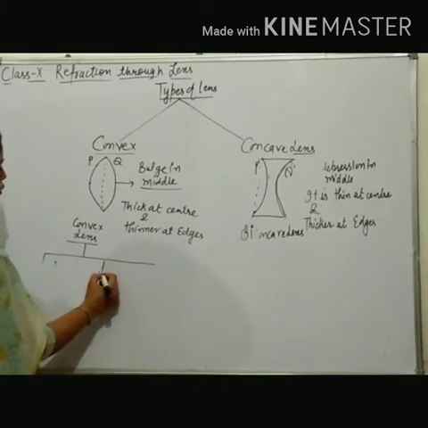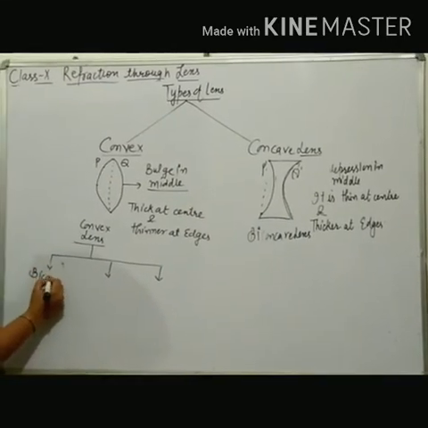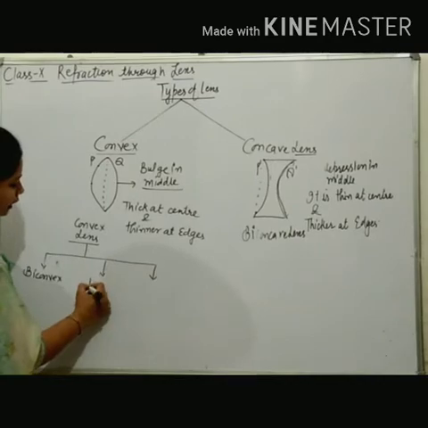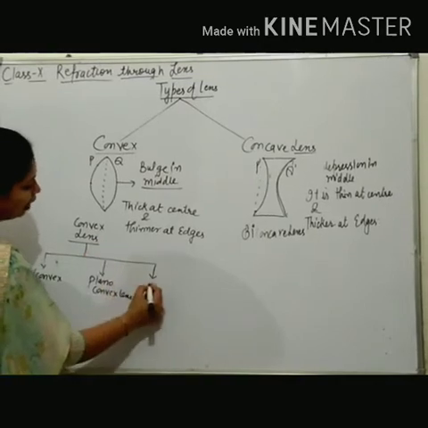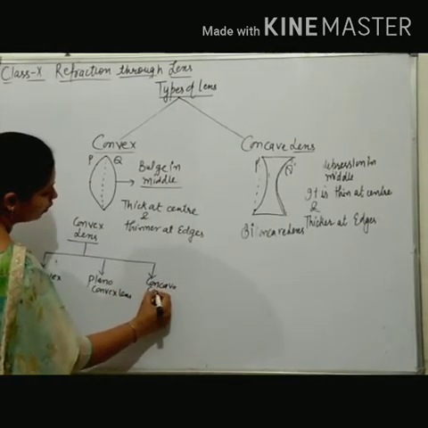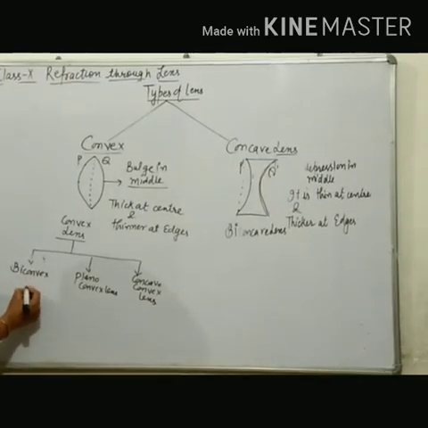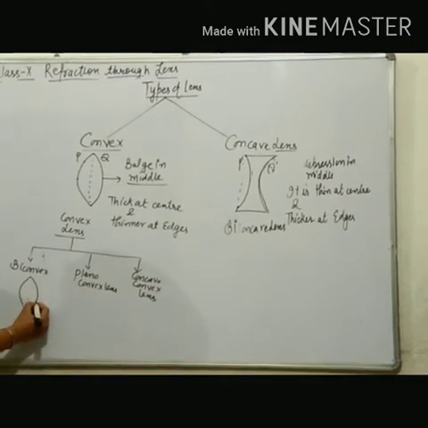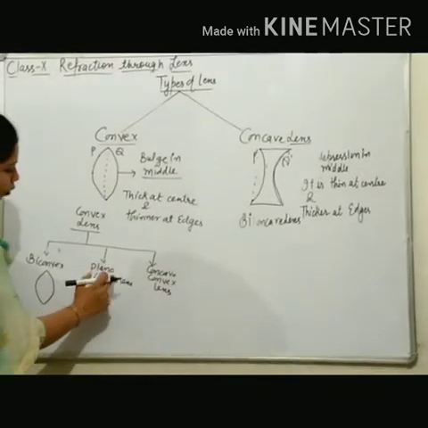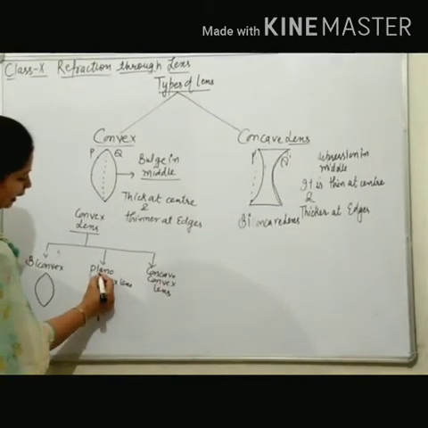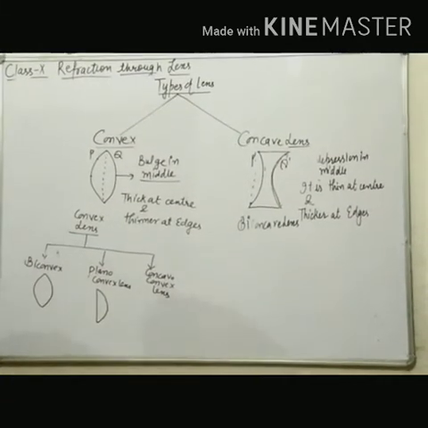Now, how many types of convex lens are there? There are three types of convex lens. Number one is biconvex lens. Second one is plano-convex lens. And at last, concavo-convex lens. In biconvex lens, both the surfaces are bulging out. It is convex lens simply. In plano-convex lens, the first surface is a plane and the second surface is bulging out.